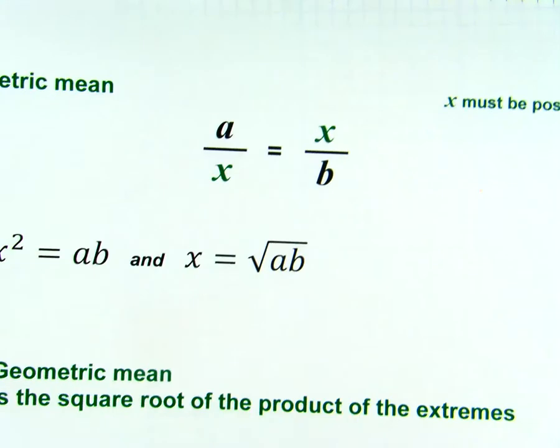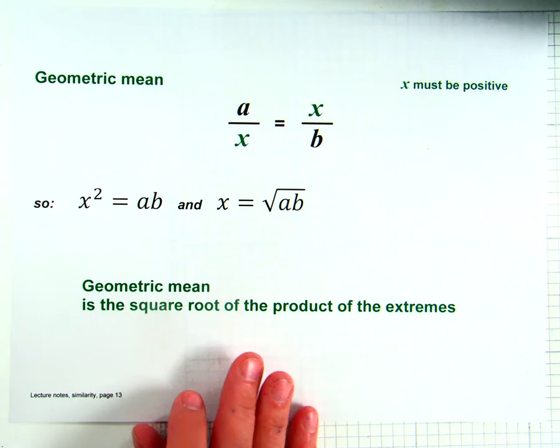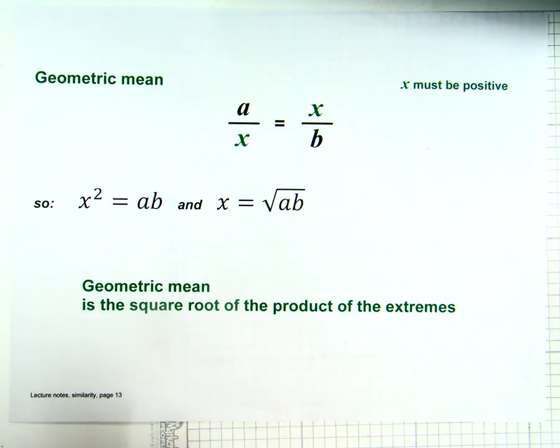After we get those, then we'll notice the pattern for how the geometric mean works, and that is that the geometric mean, which must be positive, because it's not going to be between if it's negative, is the square root of the product of the extremes.